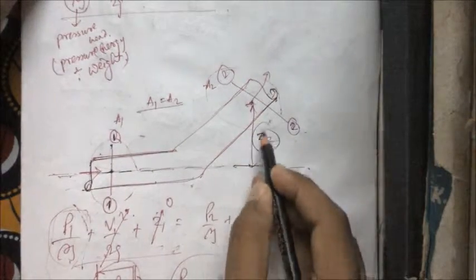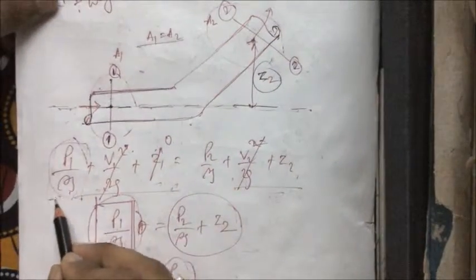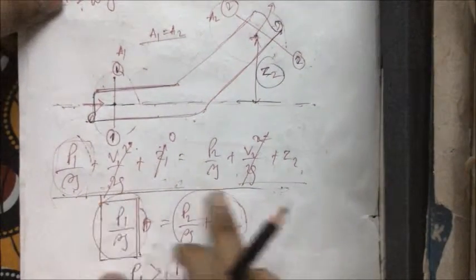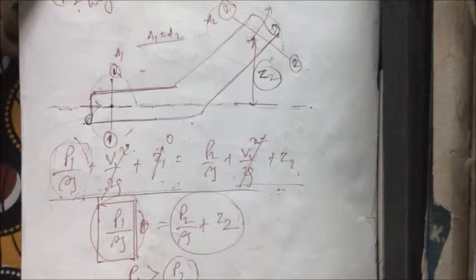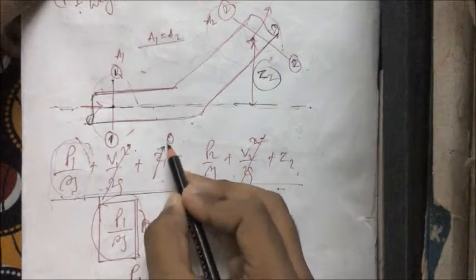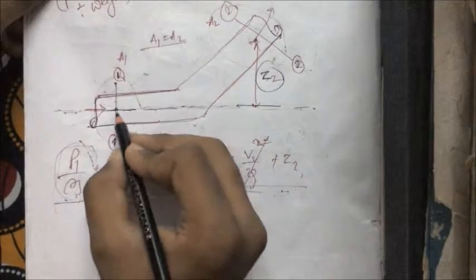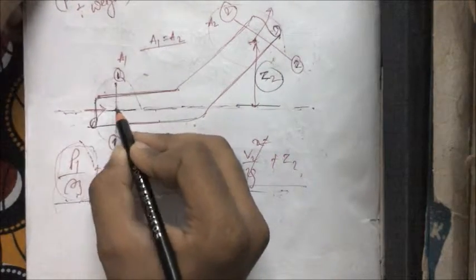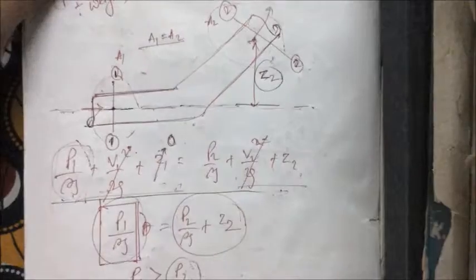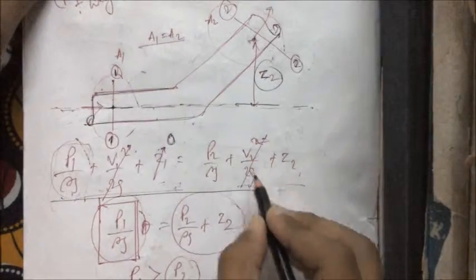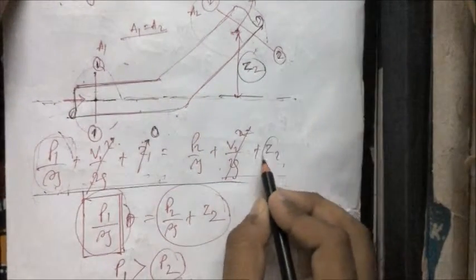Z2. So writing the Bernoulli's equation, now I can see that Z1 equals 0 because there is no height. If I consider this as a datum, there is no elevation from the center of the pipe. So we have got a value of Z2.